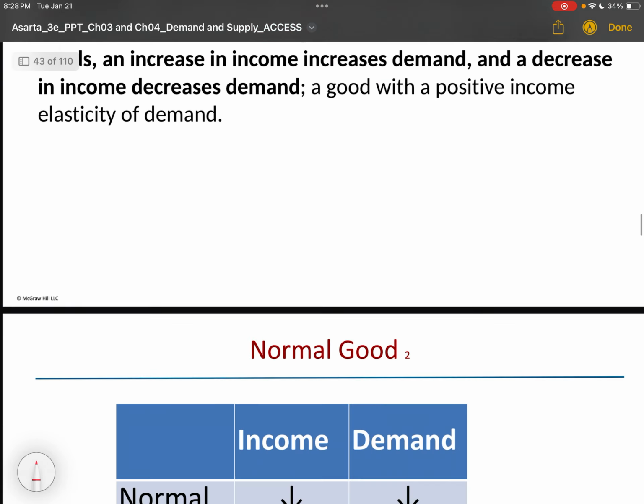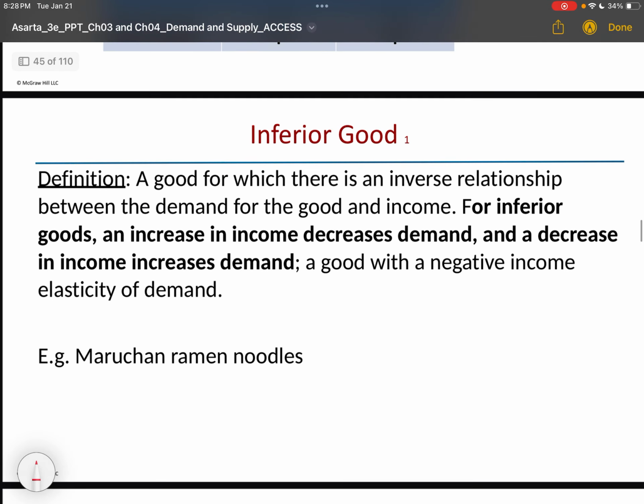A normal good, let's start with an inferior good. How about that? An inferior good, say your income increases. If the good is inferior, you will decrease your demand for that inferior good. For example, Maruchan ramen noodles. Say you win the, not even win the lottery, but you get a really, really good job that pays you very well, you probably stop eating this stuff.